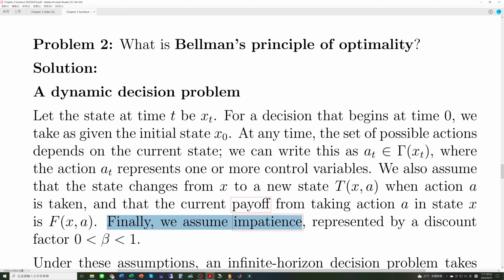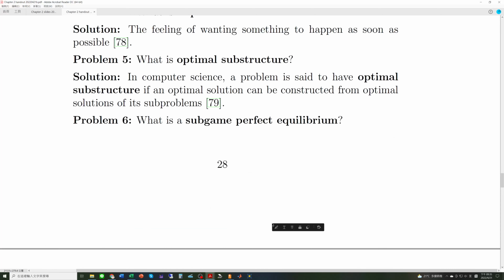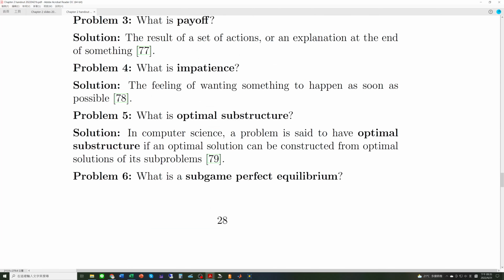Finally, we assume impatience. Okay, what is the meaning of impatience? Okay, let us see problem 4. What is impatience? Solution: the feeling of wanting something to happen as soon as possible. Okay, let us go back to the first impatience.